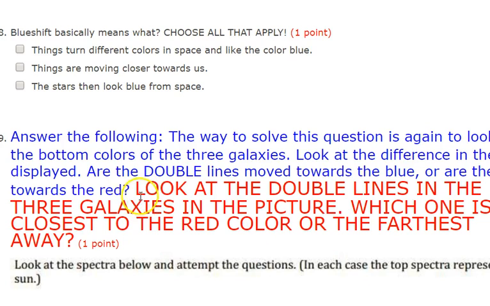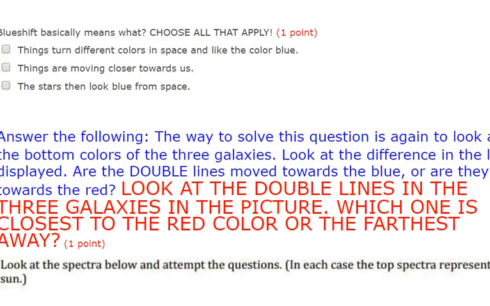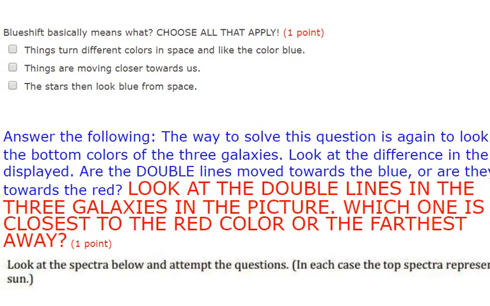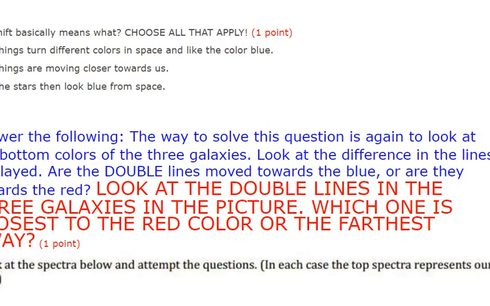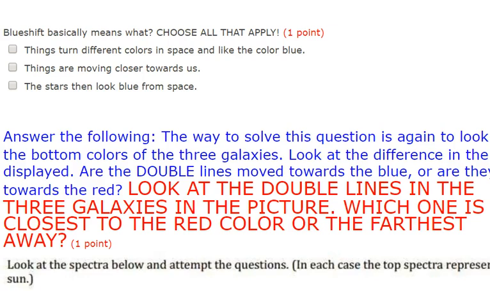And question number 9. Answer the following. The way to solve this question is again to look at the bottom colors of the 3 galaxies. Look at the difference in the lines displayed. Are the double lines moved towards the blue or are they towards the red? Again, look at the double lines in the three galaxies in the picture. Which one is the closest to the red color or the farthest away?